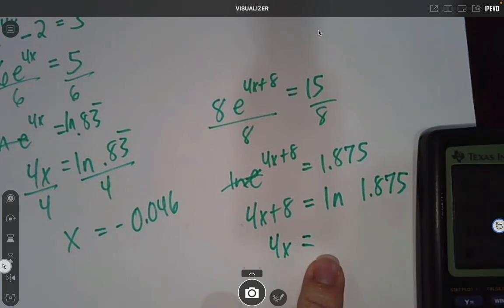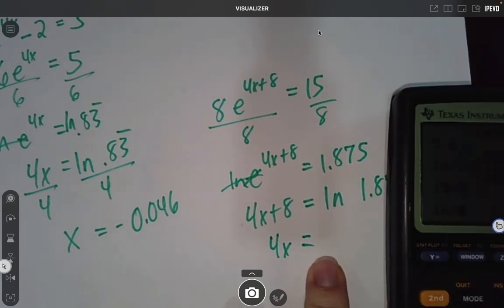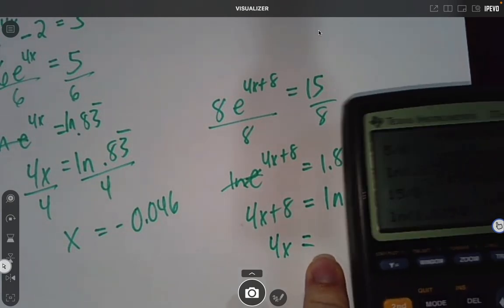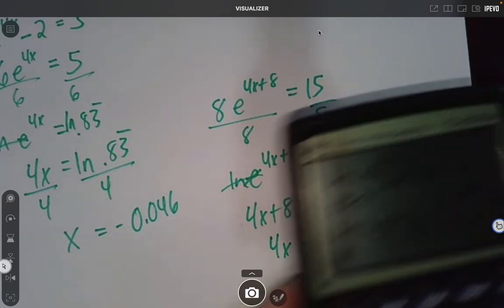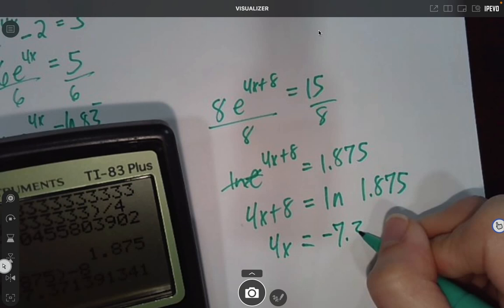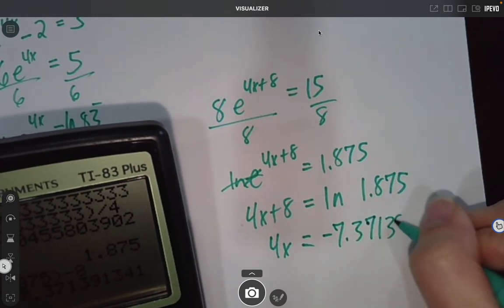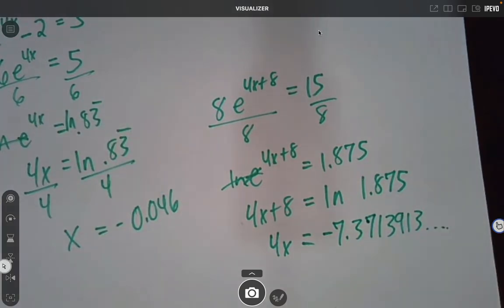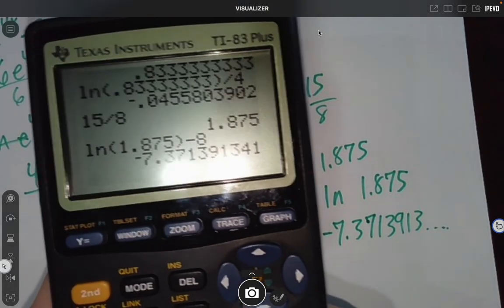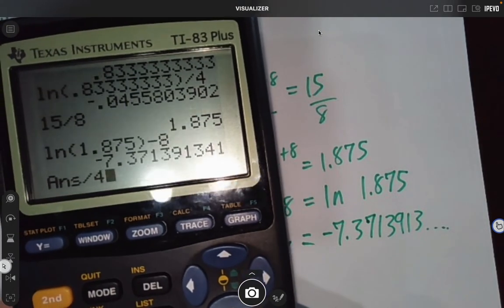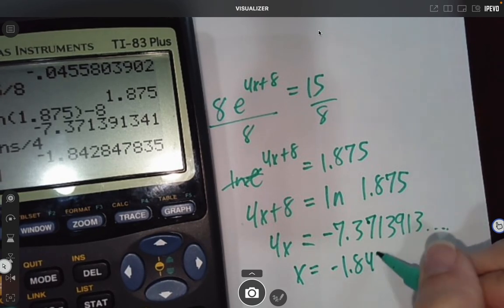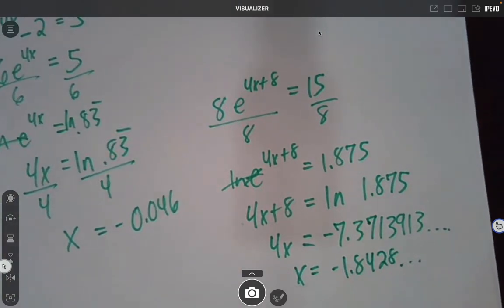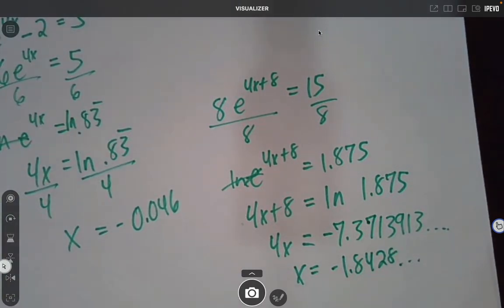I'm just going to put that natural log of 1.875. Close your parentheses. And then I'm subtracting 8. So I'm going to go out several decimal places. And then what do? So I'm just in my calculator, I'm going to press divided by 4. And I get negative 1.8428, whatever. Okay? So I can tell that that one is C.